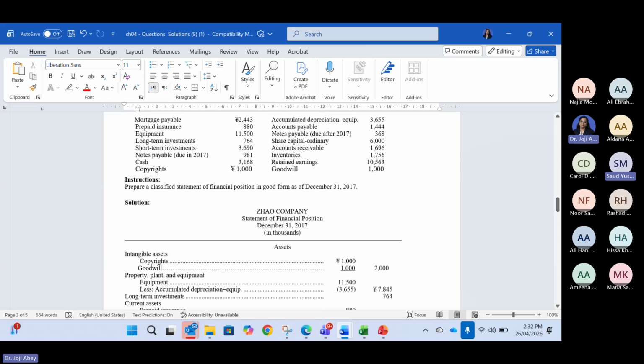For your final exam focus, a question similar to this one will be there. And they will ask you how much is the current liability? How much is the long-term liability? That means you should be able to answer this.